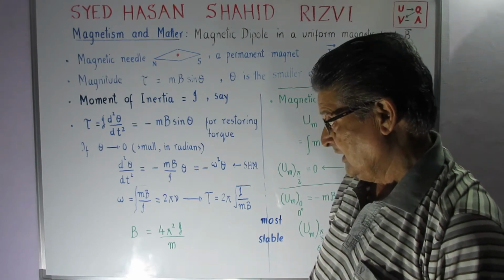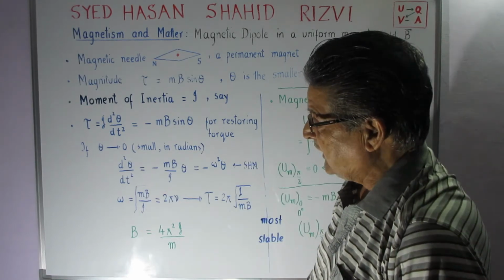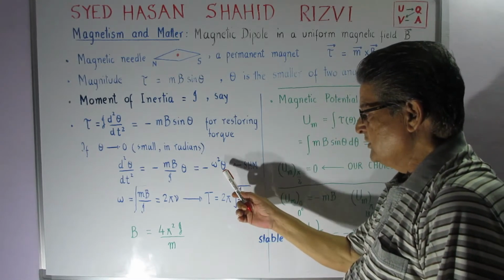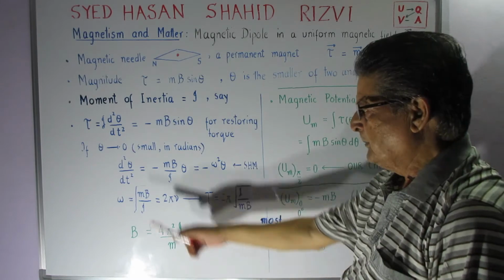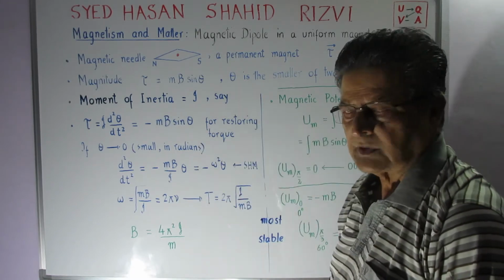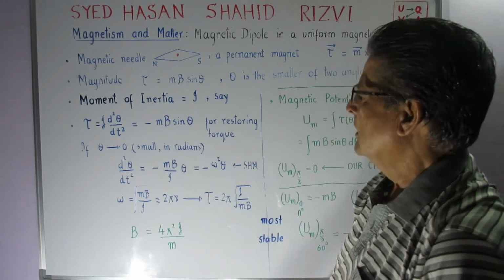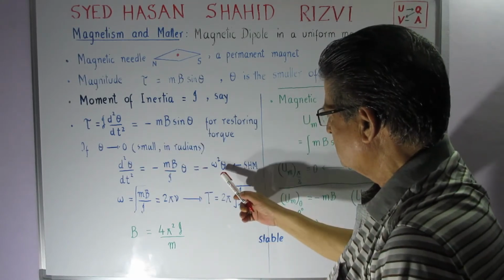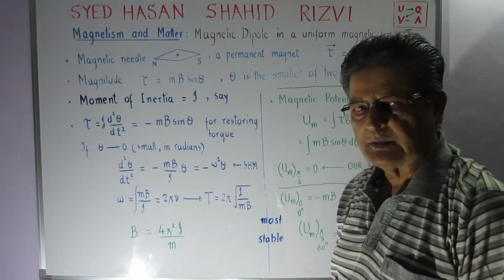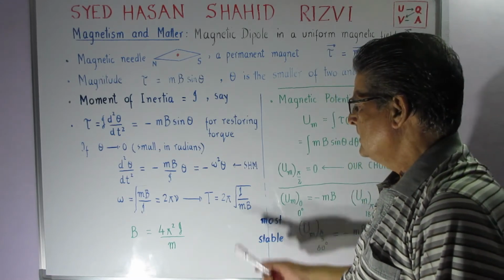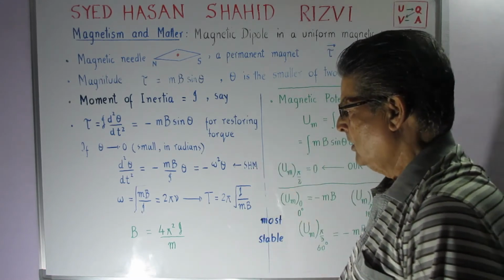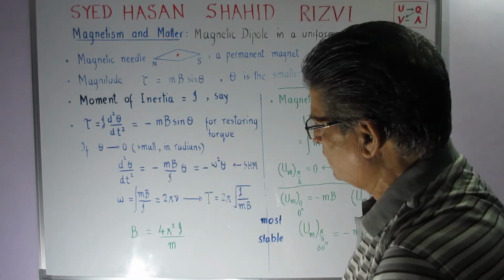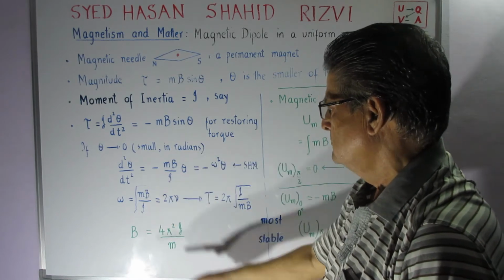And this is basically an equation where the second order derivative of a function is proportional to the function itself, and this is the basic definition of simple harmonic motion. So omega square, from here by comparison you can see that omega is equal to under root of mB upon I.